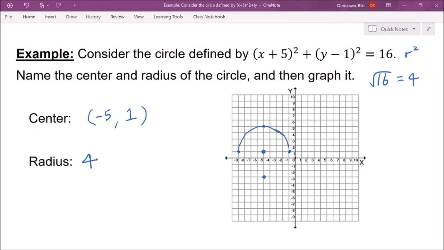Circle. Okay, it's hard, but you get the idea. And so we're done. We were given the equation, we found the center and the radius, and we used those to produce the graph of the circle.